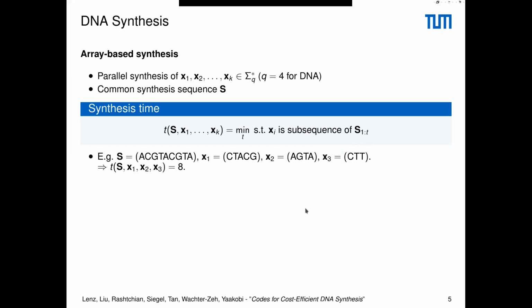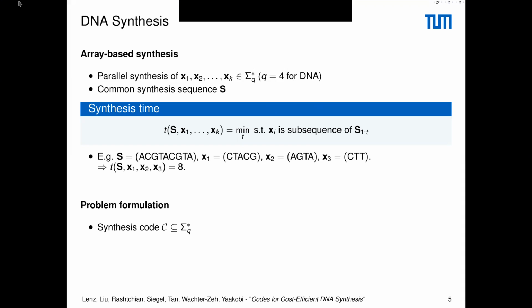Okay, so let's go back to our previous example. This is exactly the example from the slide before. There we have seen that the synthesis time is 8 because we needed 8 synthesis cycles to synthesize all of the strands. And notice again, this 8 is larger than, or at least the length of, all of these sequences, because we couldn't synthesize to every strand in every cycle. All right, now let's go to the problem formulation.